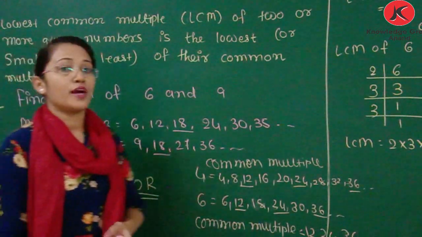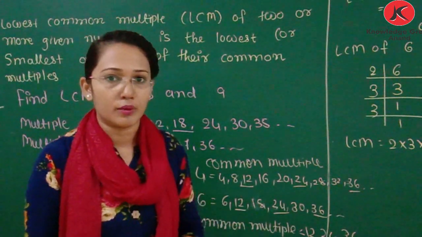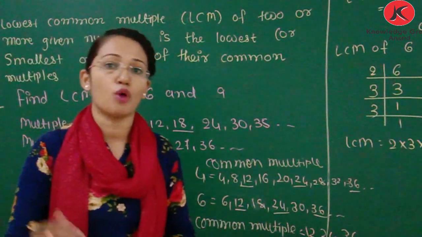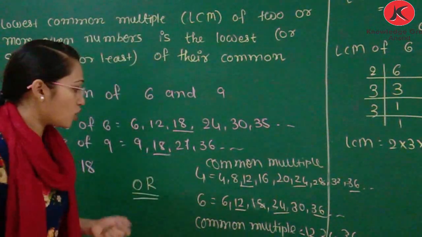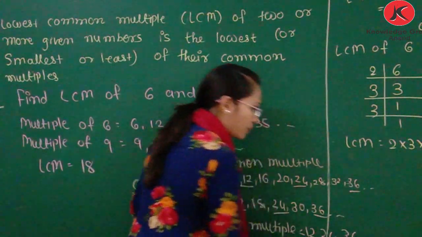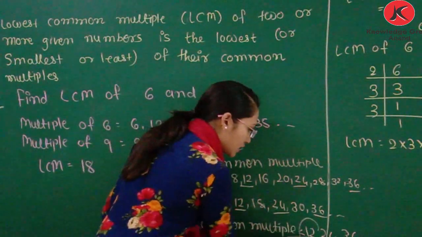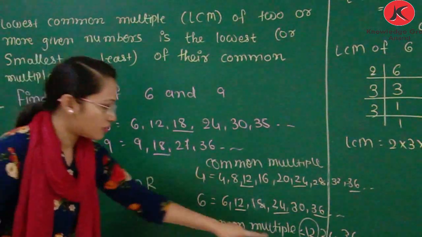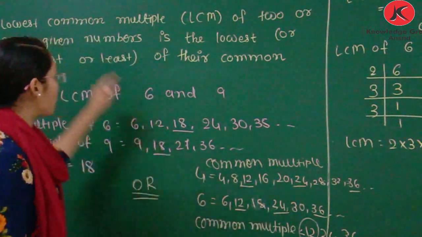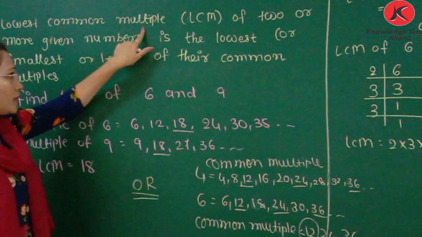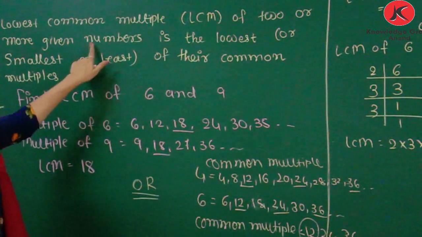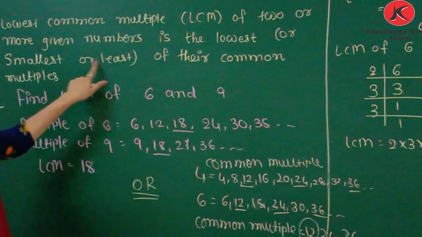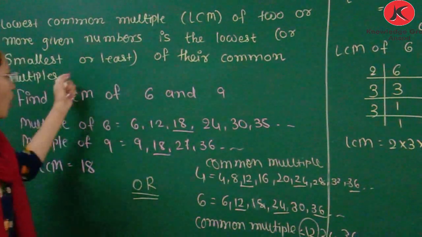Here we need to find the lowest common multiple. Common multiple to find, but it must be lowest, means smallest common multiple. So here in these multiples, which one is smallest? That is 12. So the lowest common multiple of 4 and 6 will be 12. Clear? So the lowest common multiple of two or more given numbers is the lowest, or you can say smallest, or you can say least of their common multiples.